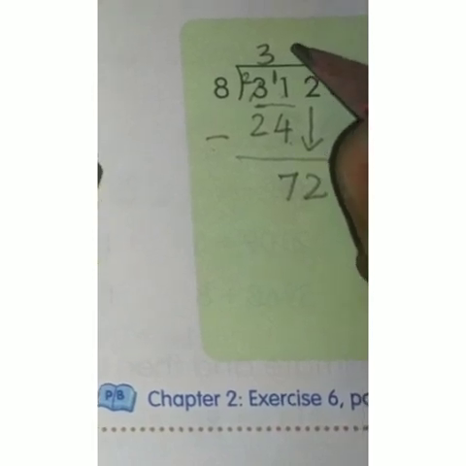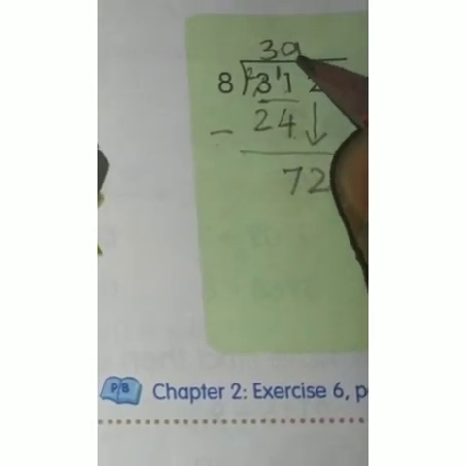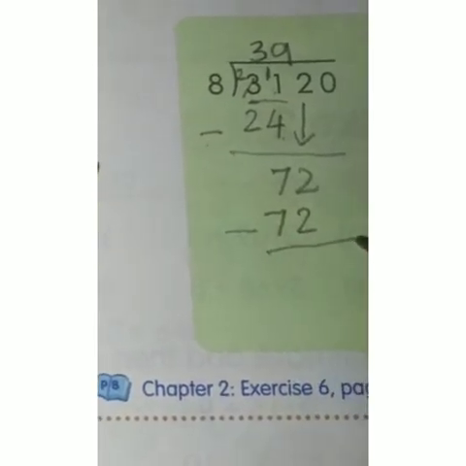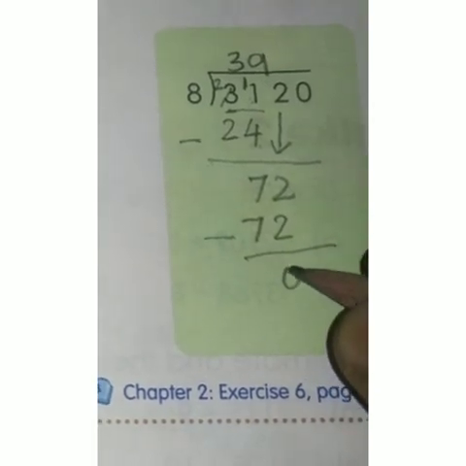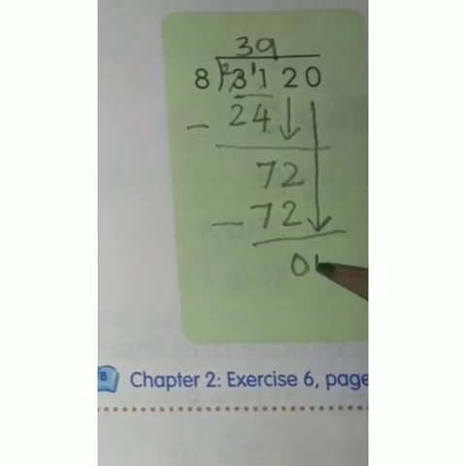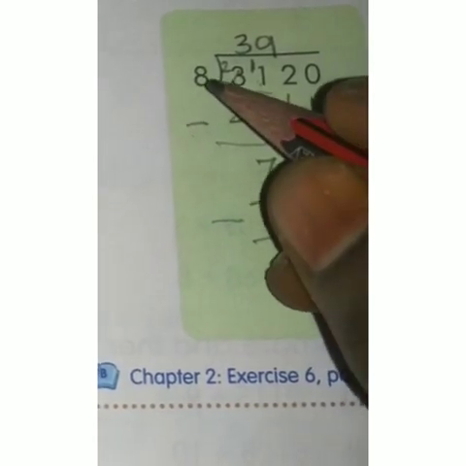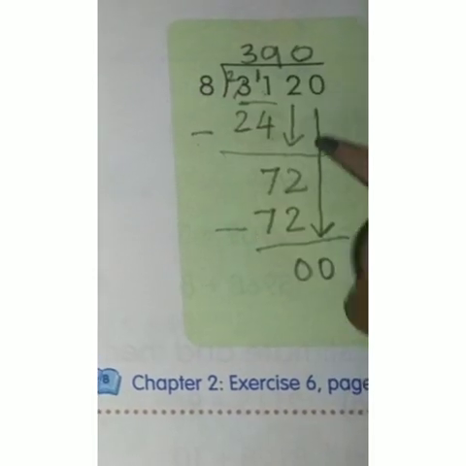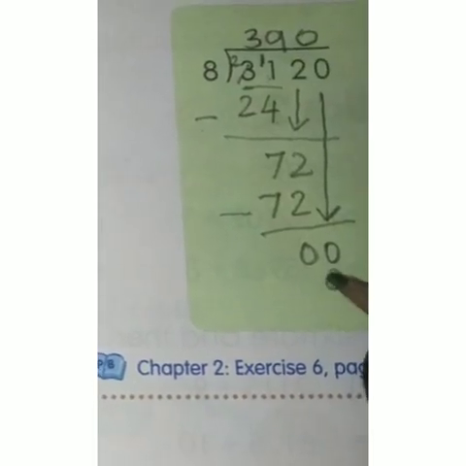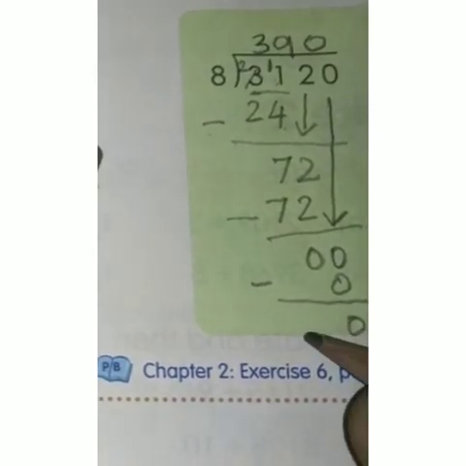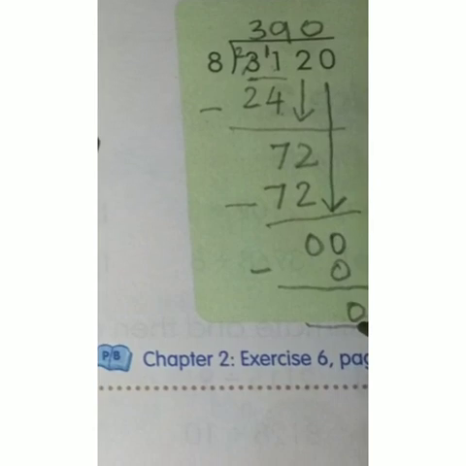9 8s are 72, or 8 9s are 72. Subtract these two values: 72 minus 72 is 0. Now bring down the next 0. 0 is smaller than 8, so you have to consider 0 only. 8 zeros are 0. So you will get the answer by subtracting it: 0 minus 0 is 0.